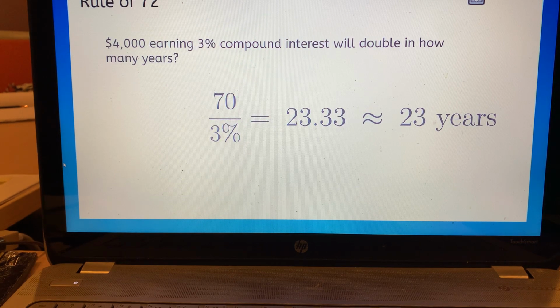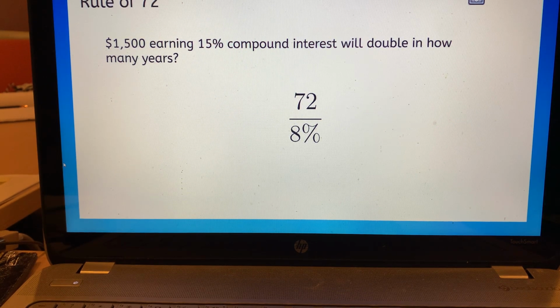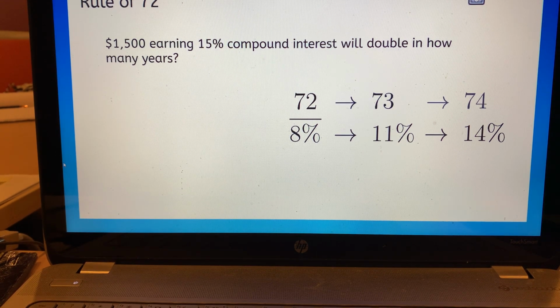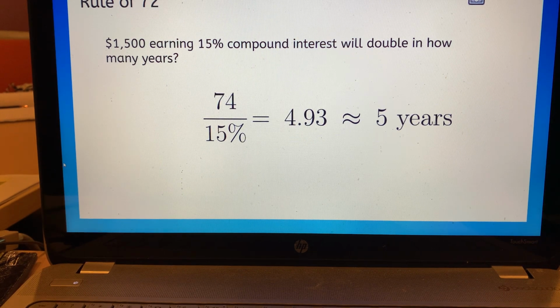What about an interest rate of 15%? Pause the video now and try using the rule of 72 to find how long it will take to double. 15% is a little more than 2 jumps above 8%. So we'll bump the 72 up to 74, which means the value will double in about 5 years. If you're offered a loan with a 15% compounding interest rate, run away quickly.